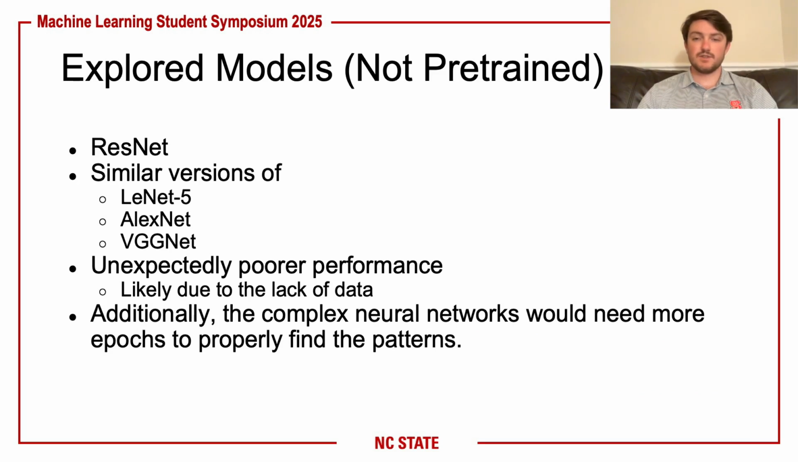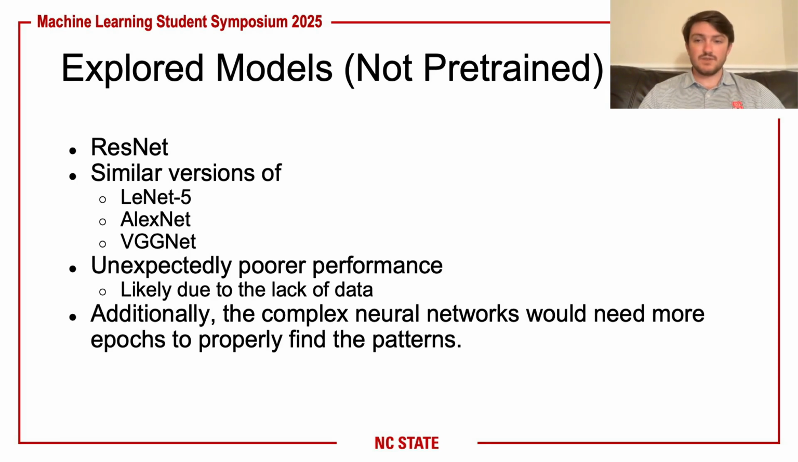In an effort to try to improve upon the baseline model that we started with, we tried out a few different models that we tried to make a compressed version of from a popular model. So we took LeNet 5, AlexNet, and VGGNet and tried to make a compressed version that would work with a 48 by 48 pixel image. And unfortunately, we received unexpectedly poor performance.